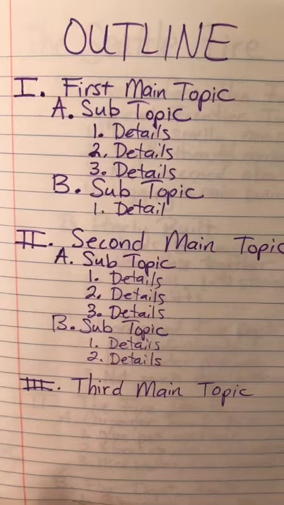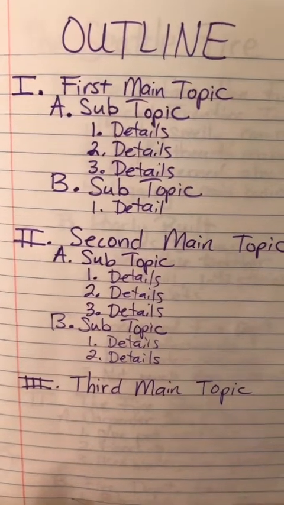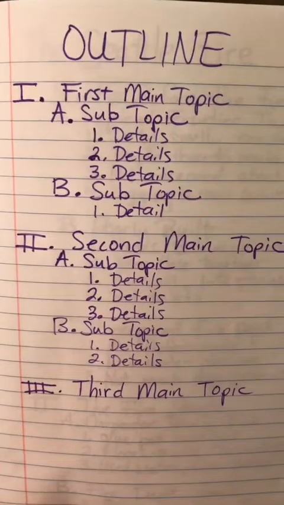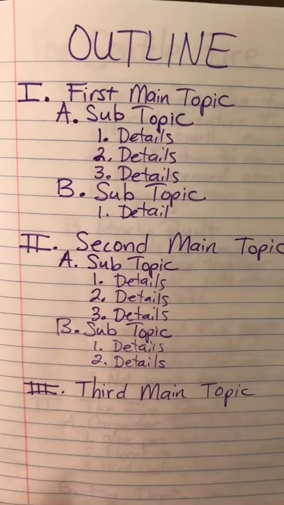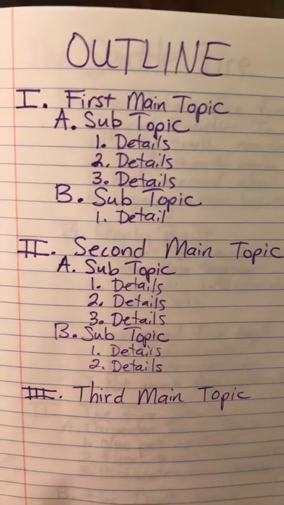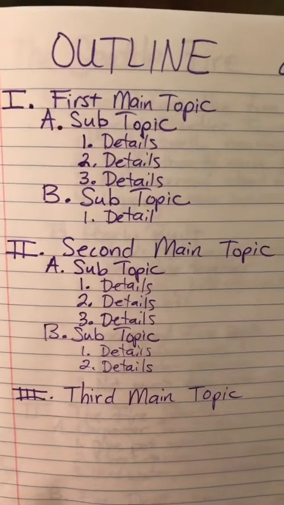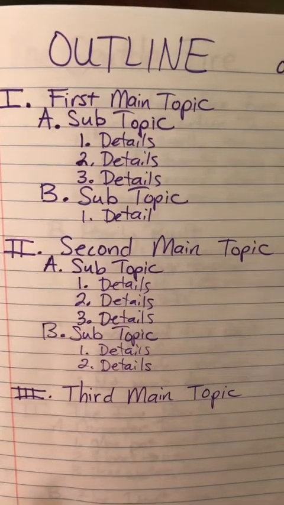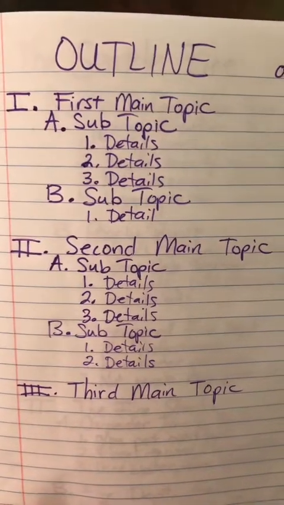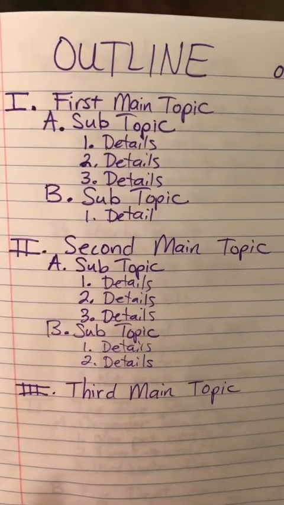Then I have a second main topic, also with subtopics and details. You'll find this in your research. A lot of times the thing that you will use for your first main topic will be something that is in bold at the top of a paragraph or a section. And that will let you know what that section is going to be about. That will make a good main topic for you.